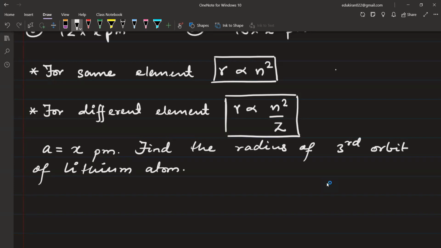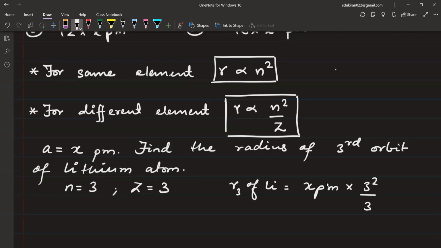So when I say third orbit, then in that case n will be equal to 3. When I say lithium, that means Z will also be equal to 3. So what will be the radius of the third orbit of lithium? It will be equal to A, that is x picometer, multiplied by n square. n square is 3 square, divided by 3, that is the value of Z. So the 3 and n square cancel each other. You will get this as 3x picometer. Understood? Yes or no, tell me quickly.